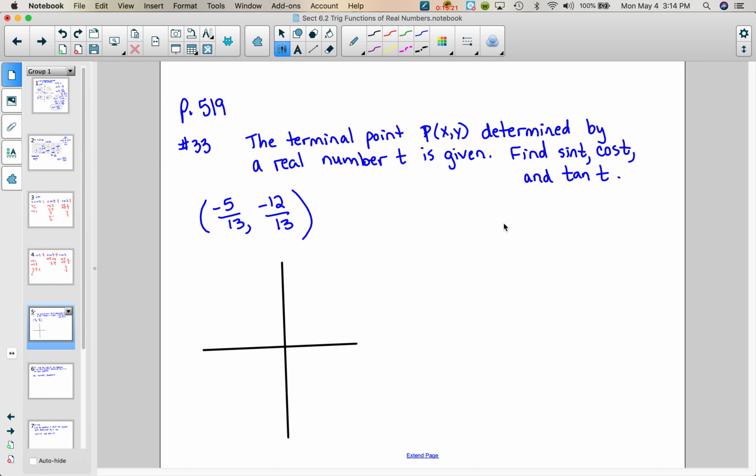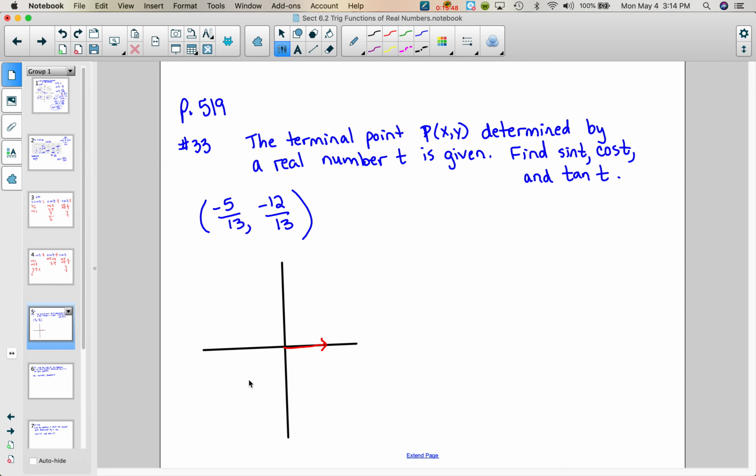All right, I'm doing another problem. I'm doing problems that are similar to all your homeworks. So problem 33 says the terminal point P with coordinates x, y determined by a real number t is given. Find sine t, cosine t, and tangent t. So basically what they're saying is we have some terminal point that's on the terminal side, because remember, positive x-axis, the terminal side is somewhere in quadrant 3.